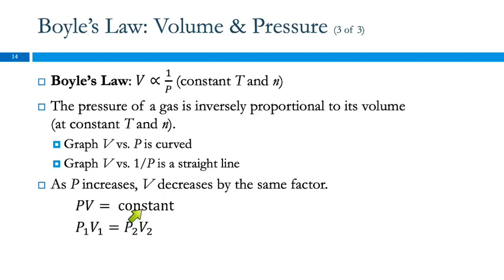Now, we don't care what that number is, but it's going to be constant at a given temperature and amount of moles. And so when we change the pressure and the volume changes, or vice versa, we can say that this relationship is true. And this is how we generally express Boyle's law. The pressure 1 times the volume 1 is equal to pressure 2 times volume 2.